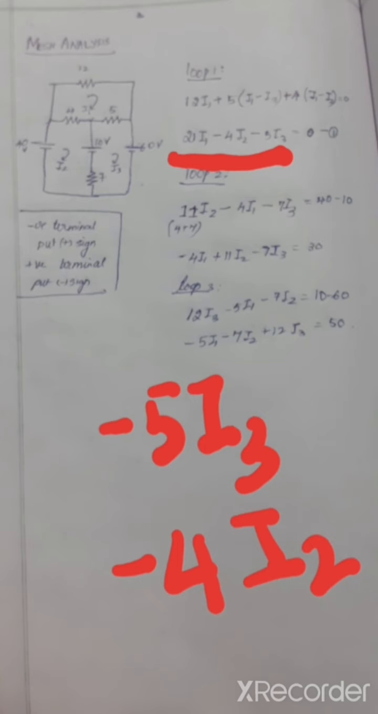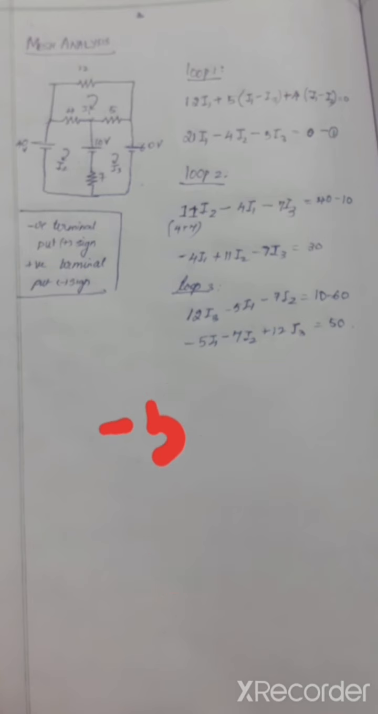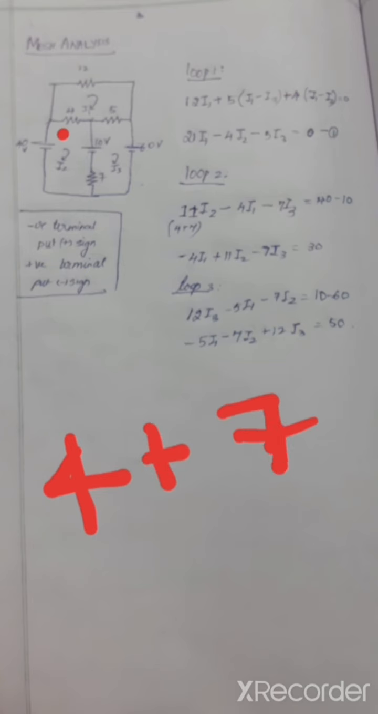Now let us see loop 2. You will understand loop 2 and 3 more easily. So for loop 2, what is the total value of resistor? It is 4 plus 7, which is nothing but 11. So it is loop 2, right? So the current I2 has to be given more preference. So it is plus 11 I2, and so here see plus 11 I2.